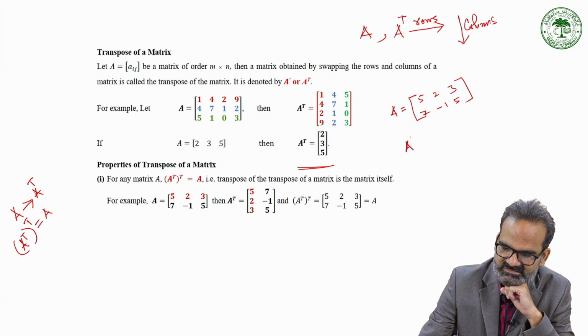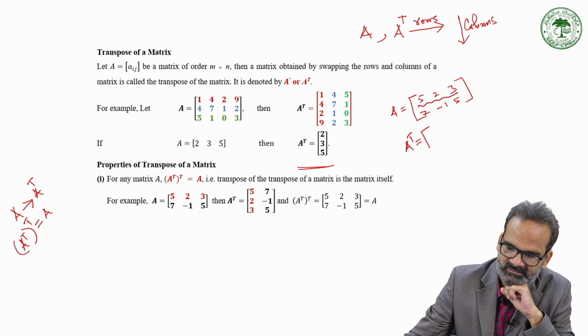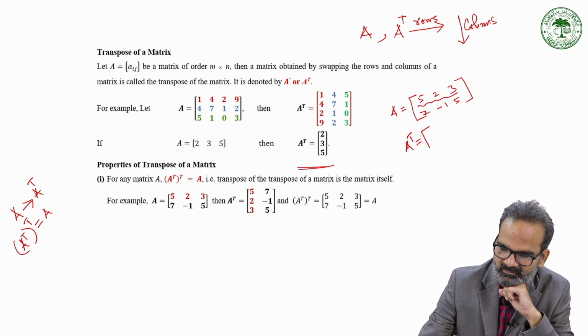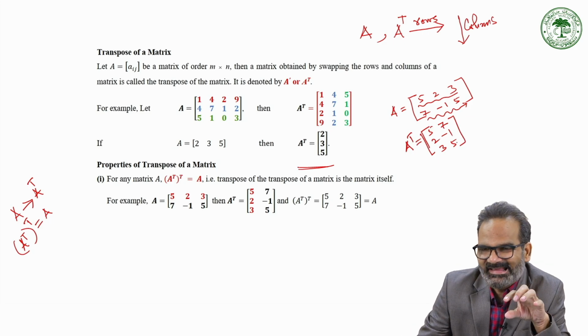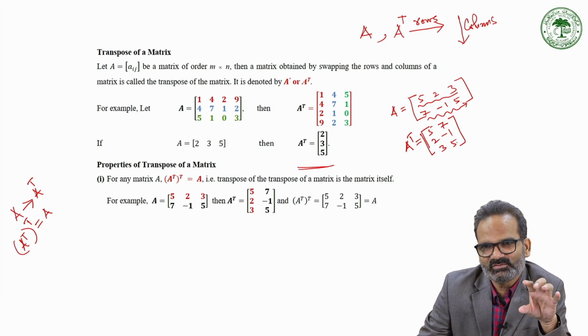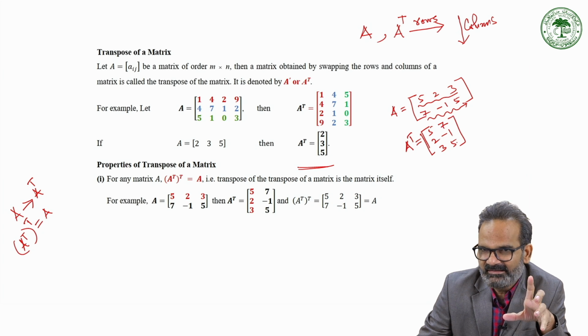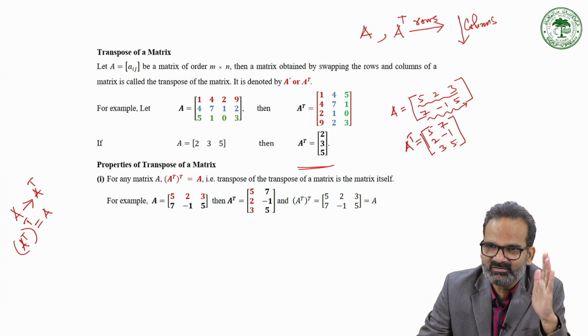So to find out its transpose, what will we do? This is the first row. This row should be converted to the first column, that is 5, 2, 3. This is the second row. It should be converted to the second column. So this is the transpose of this. Now A^T is in fact the transpose of A. A^T is also a matrix. We can also find out its transpose.